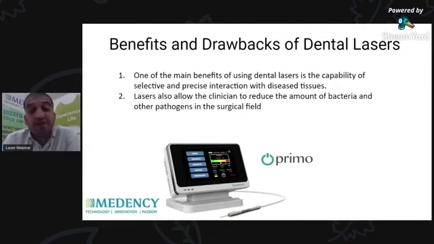Laser has a very, very good effect in reducing the amount of bacteria in our surgical site. This benefit we can't take from other devices. It can be taken from laser, as it decontaminates the surgical site we are working in, as the laser has a very good affinity to kill the bacteria and to decontaminate the area.